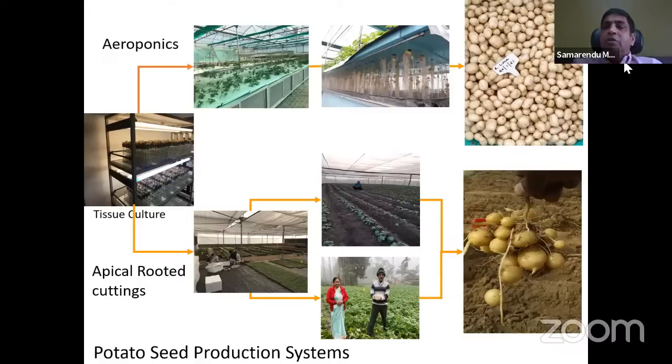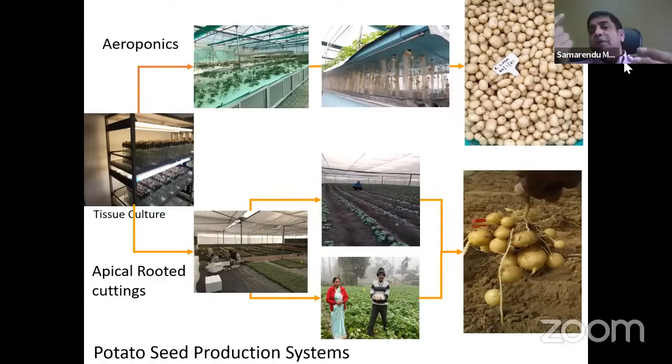So we introduced an alternative, which has been practiced in Vietnam for decades. Vietnam, China, and CIP also have been disseminating it in Africa. It's called apical rooted cutting. Your starting material is still the same, a tissue culture plantlet. Instead of going to aeroponics, you bring the tissue culture plantlet to the poly house. You set up the mother bed in the poly house, and then you can do the apical cutting every 15-20 days. So from your mother, sub-mother, you can do it for 2-3 months to bring the cost down.